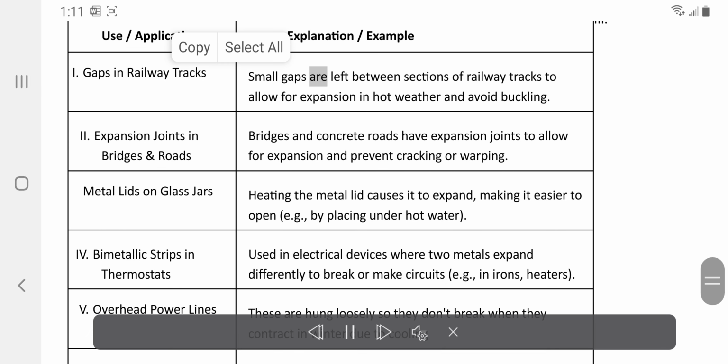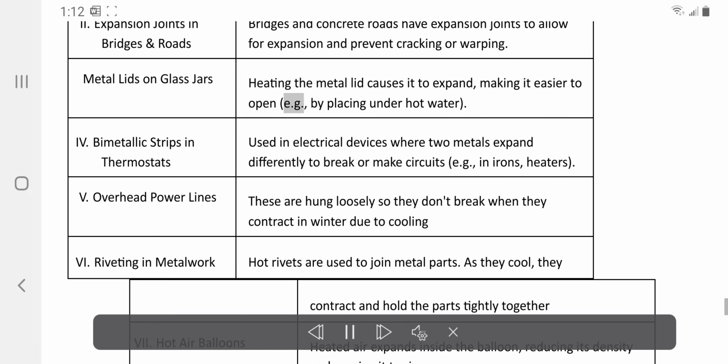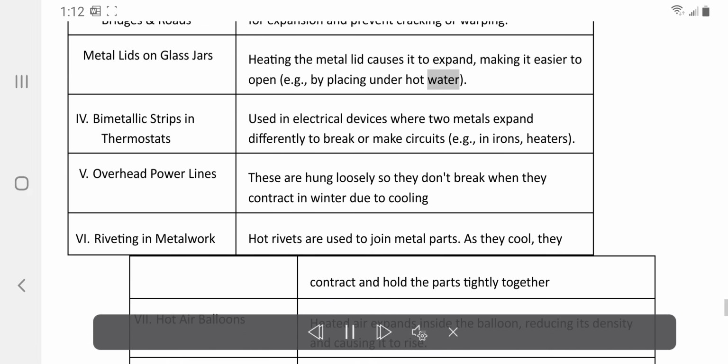1. Gaps in railway tracks: small gaps are left between sections of railway tracks to allow for expansion in hot weather and avoid buckling. 2. Expansion joints in bridges and roads: bridges and concrete roads have expansion joints to allow for expansion and prevent cracking or warping. 3. Metal lids on glass jars: heating the metal lid causes it to expand, making it easier to open, e.g., by placing it under hot water.